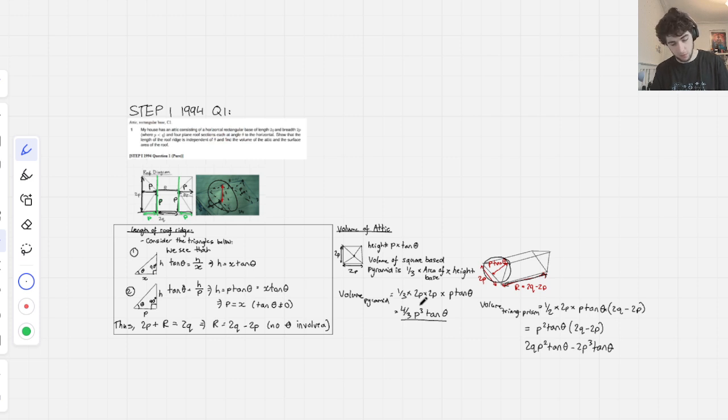So we have the volume of the pyramid, so the total volume of the attic is just the same as the volume of the pyramid plus the volume of the triangular prism, right?